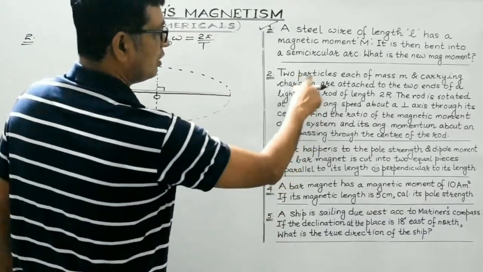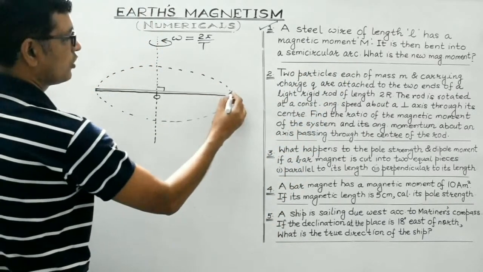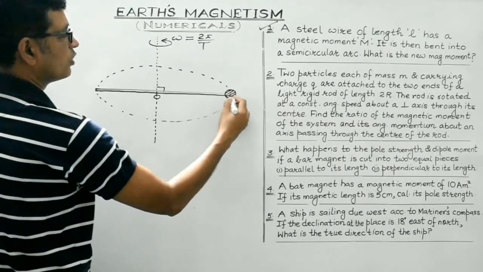Now it's given that two particles, each of mass m and carrying charge q, are the two particles situated at the two ends of the rod.